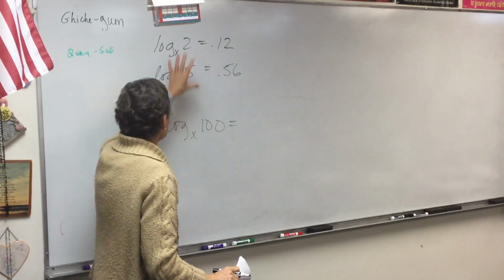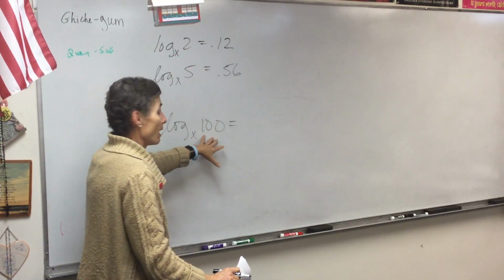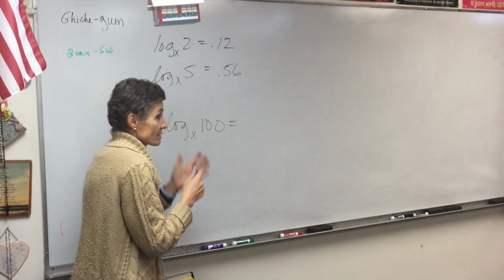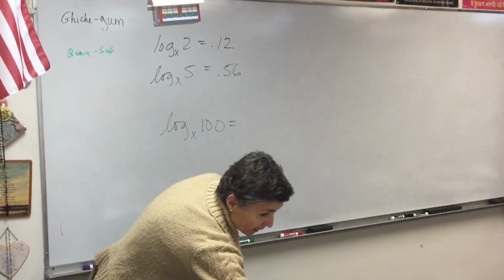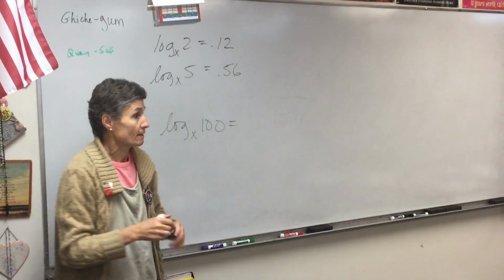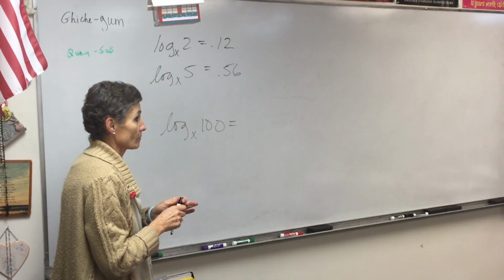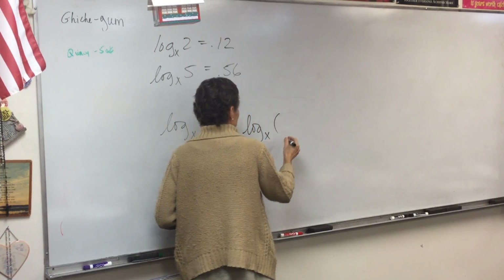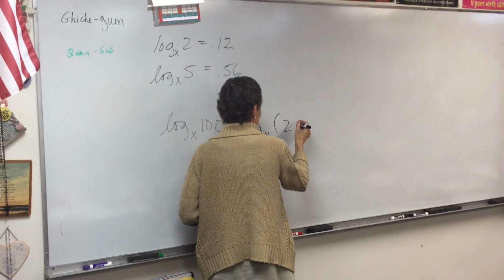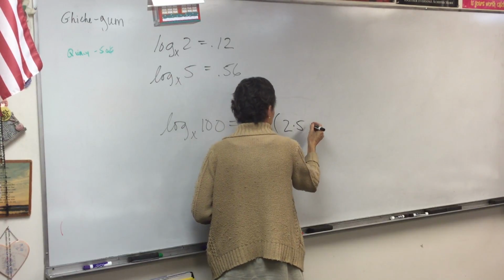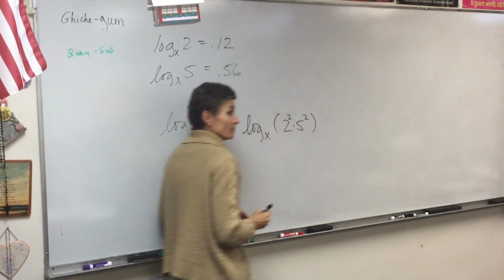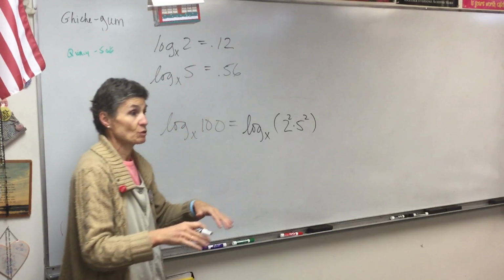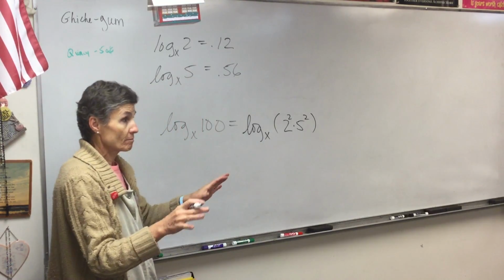Now, in order to do the problem, this is all you have. So somehow 100 has to be broken down into 2's and 5's because that's all the information that I have. Can 100 be broken down into 2's and 5's? Yes. How? What's 100? 2 times 5. So 2 squared and 5 squared? Oh, it doesn't matter. That's okay. Yep. It's 2 squared and 5 squared or 10 squared, right?